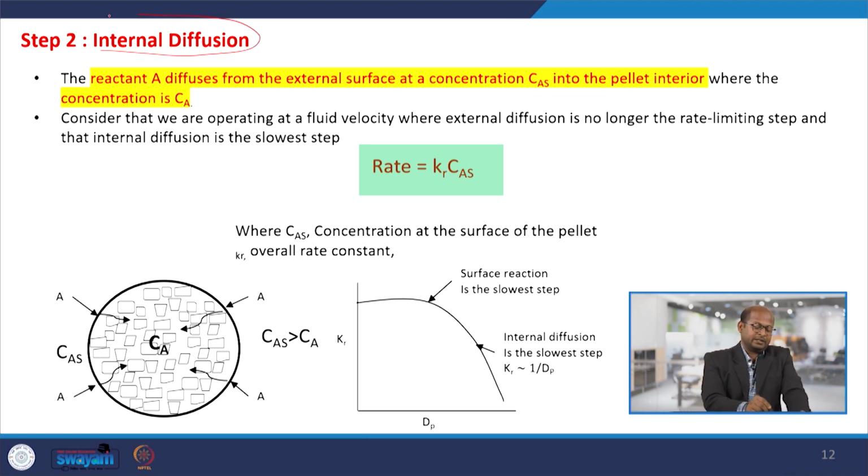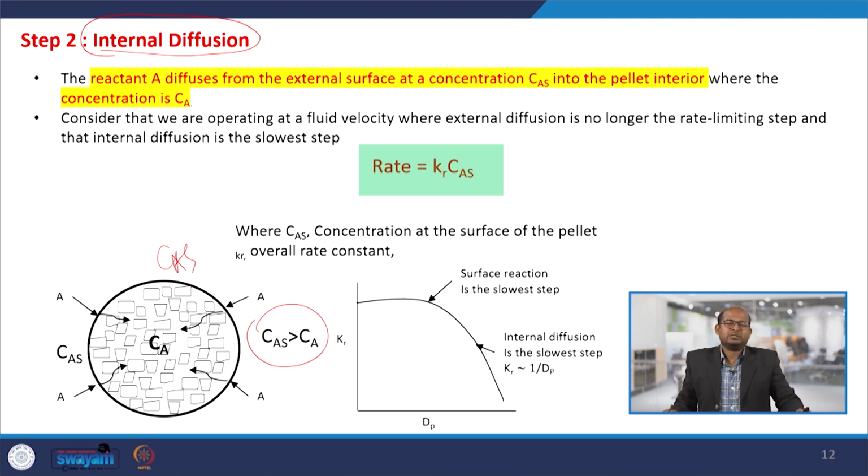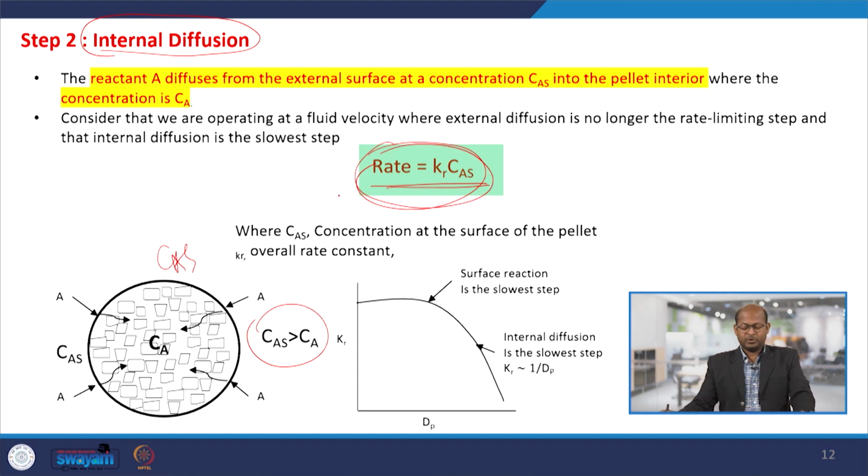So, next is internal diffusion. Internal diffusion is also very important. We know this is the surface concentration CAS, and inside the pore the concentration of the reactants is CA. So, CA is the concentration of the reactants when diffusion is there through internal pore diffusion. So, reactants will enter inside the pores. So, that rate is directly proportional to Kr into CAS. CAS is the surface concentration. So, if the surface concentration is more, the rate would be more.